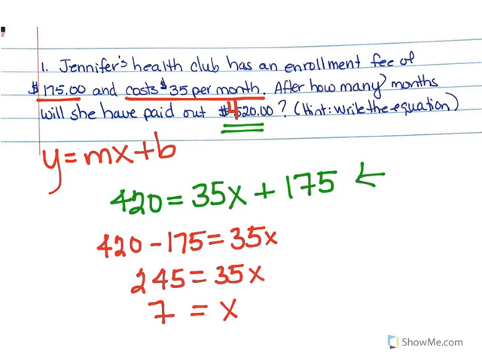So this tells us that after 7 months, she's going to have to have paid out $420. So if you're ever in a situation where you only have so much money to allocate for your gym costs, and you want to figure out, well, is it worth it for me to join for a year or 7 months? Or how long can I go to the gym for the amount of money I have? This is the kind of setup you would do.